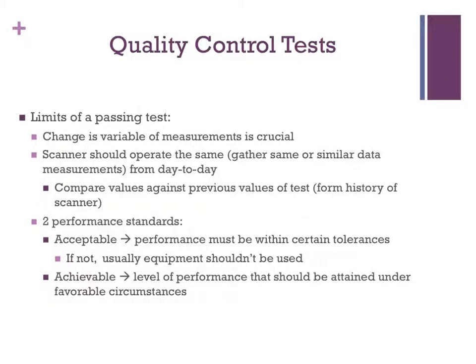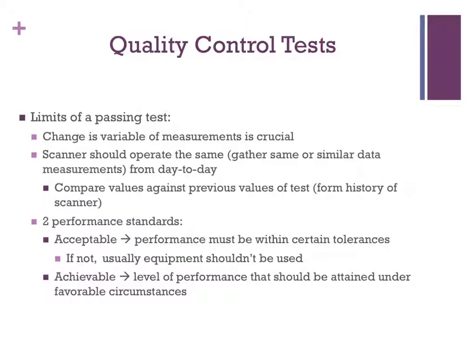Limits of a passing test. So what are acceptable limits for tests? The change in the variable between measurements is very important to take into account. So a scanner that is operating the same today should be operating the same the next day, or at least very similarly, especially as far as testing goes. After performing the test, a quick look at the measurements will tell you if the results are deviant or not. It is always good to compare the values against what the regular values of the testing of the scanner have been for a specific test.